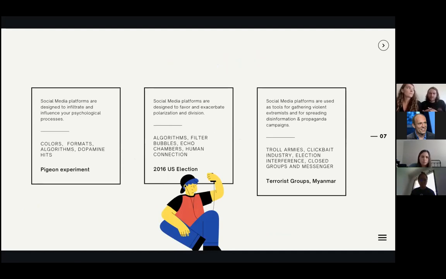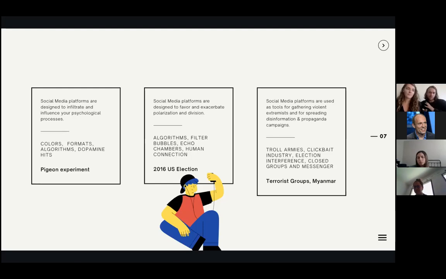The first one I have there is social media platforms are designed to infiltrate and influence your psychological processes. Something I want to say before I get into all this is that when we are done sharing this presentation, I'm going to be putting a document into the chat that everyone can look at, where I've saved like 20 or so links to different sources, ranging from media outlets to academic sources to research and think tank organizations, that will give some more evidence and background to what I'm talking about here.